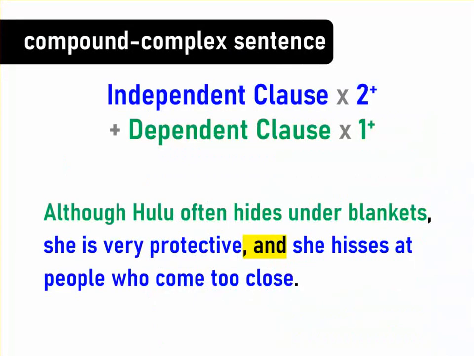If you want to show what a sophisticated writer you are, you can use compound-complex sentences. These are sentences that include at least two independent clauses and at least one dependent clause. Here's an example. Although Hulu often hides under blankets, she is very protective, and she hisses at people who come too close.